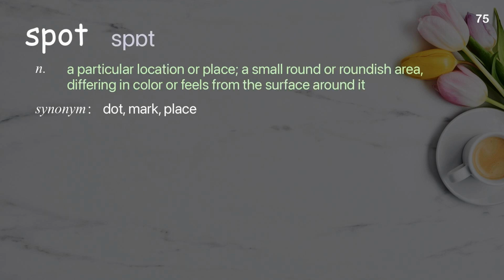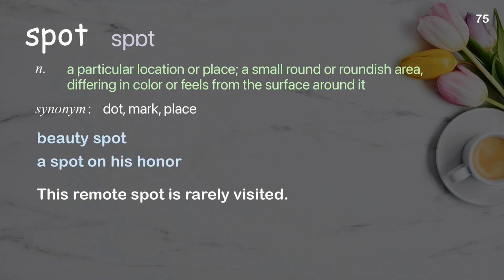Spot. A particular location or place; a small round or roundish area differing in color or feel from the surface around it. Examples: beauty spot. A spot on his honor. This remote spot is rarely visited.